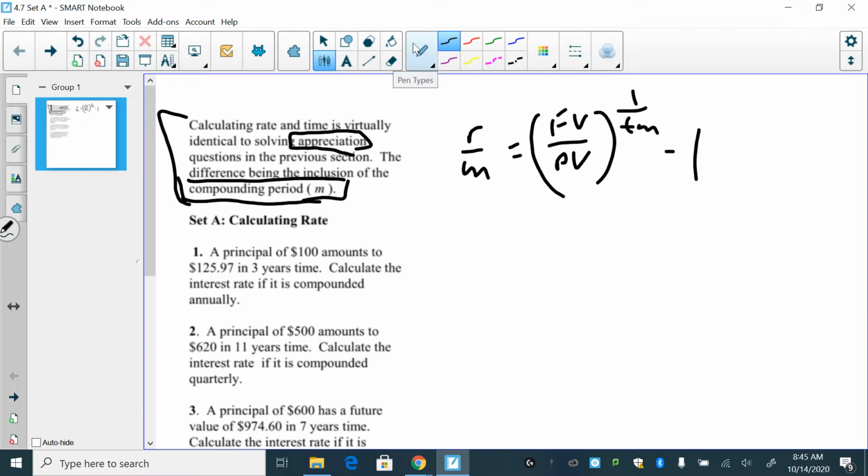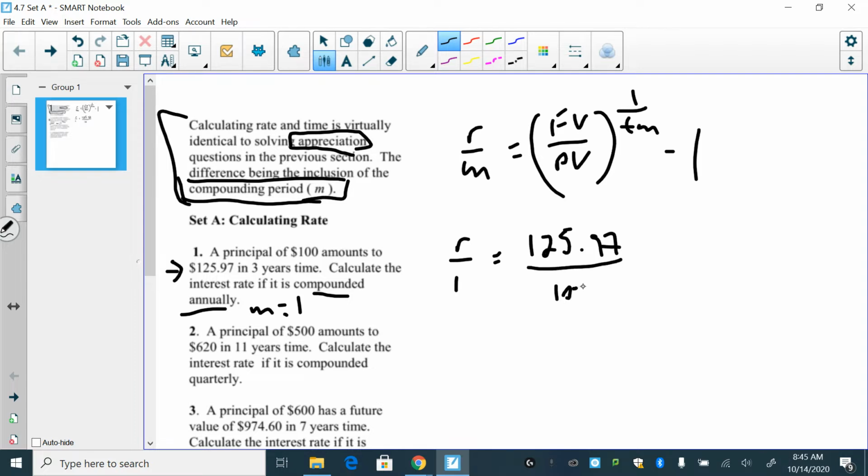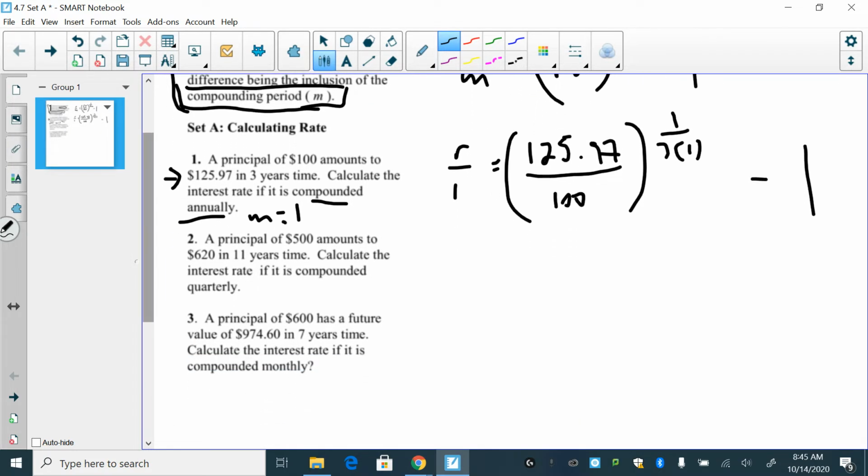So number one, we have a principal or present value, 100 bucks, and it's going to grow to $125.97 in 3 years. Calculate the interest rate, so little r, if it's compounded annually. So that means m equals 1. Okay, so we've got r over 1 equals, in the future it's going to be $125.97. Presently, it's $100. 1 over 3 years, m is 1, and I'm going to subtract 1 way out here. Don't forget that subtract 1. Okay, so r divided by 1 is just r. So I'm just going to write r.